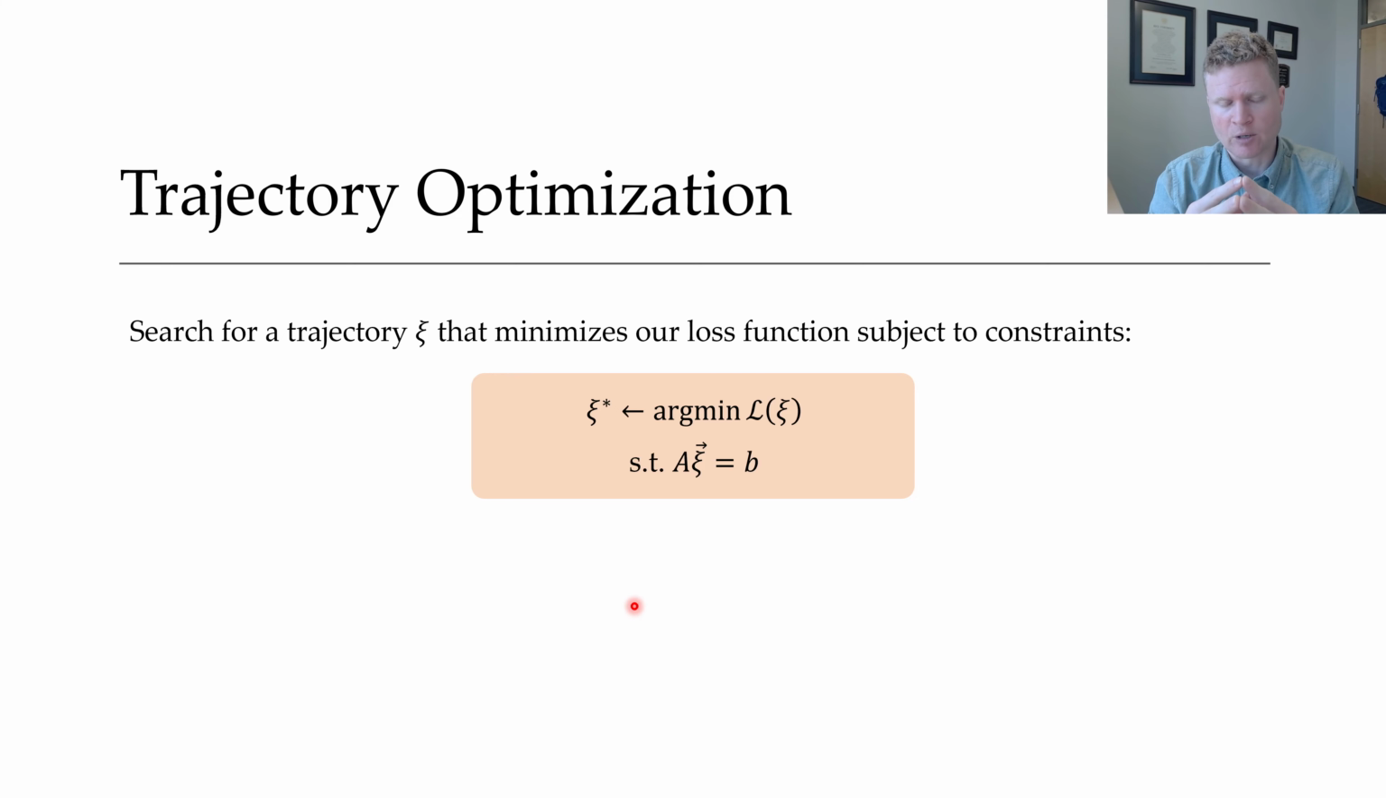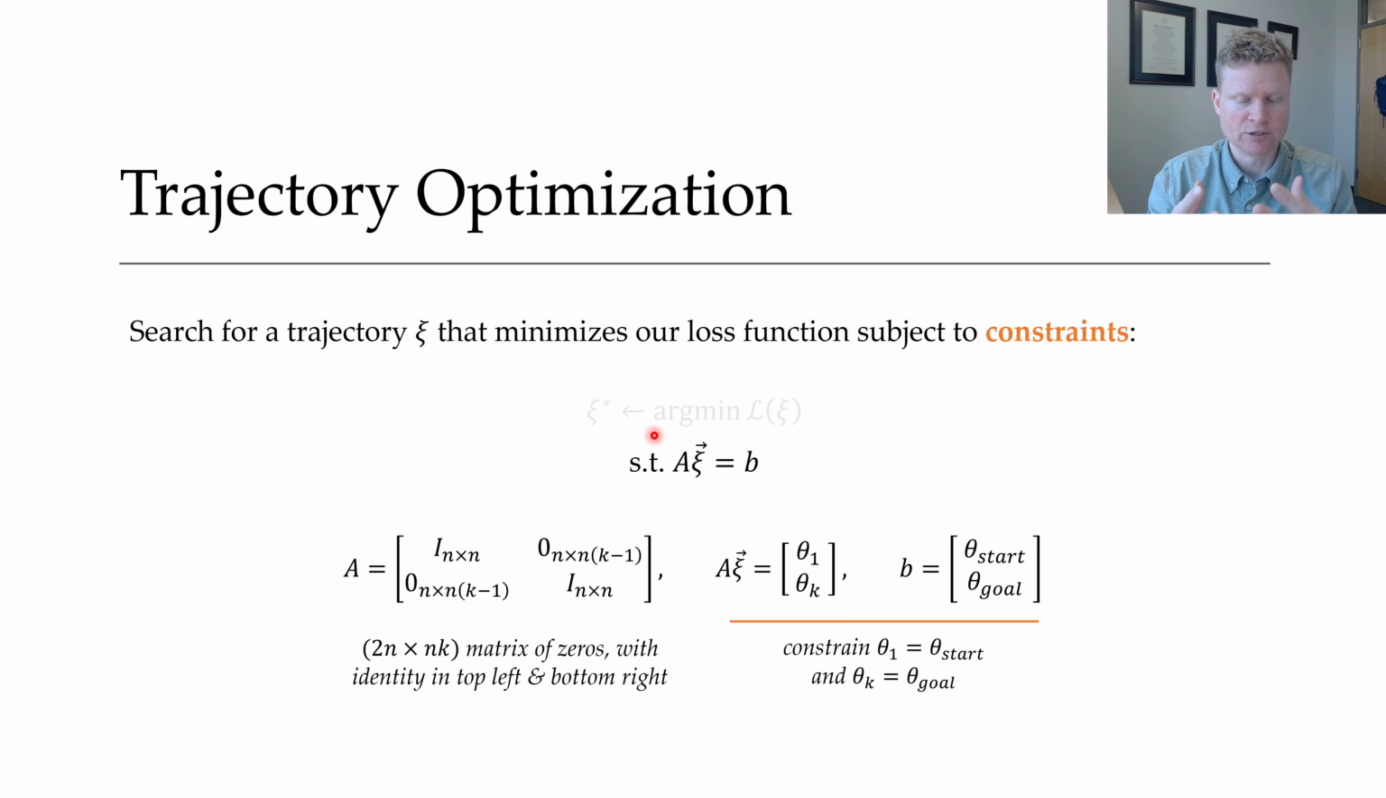Well, one state-of-the-art approach is something called trajectory optimization, and that's what I want to focus on in today's lecture. The high-level idea is I'm going to search for a trajectory xi that minimizes a loss function subject to constraints. So again, this is going to be a constrained optimization problem. I've got some loss function, and I want to look for the trajectory that will minimize that loss function subject to some constraints.